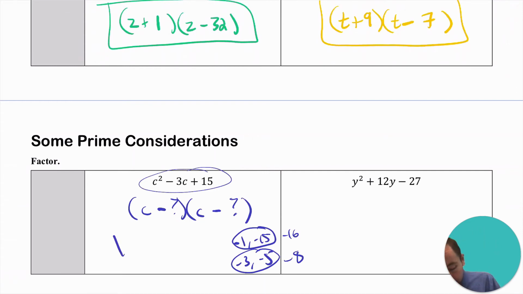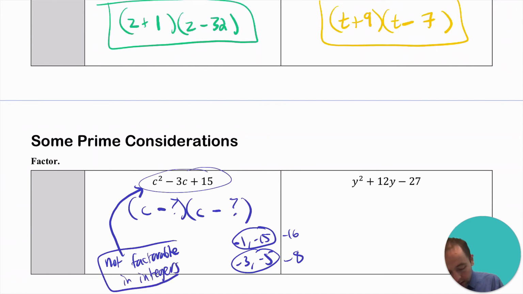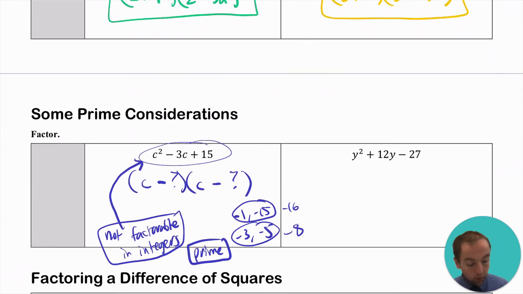So what we're going to say for now is that that expression is actually not factorable in the integers, or just using integers. So what we can usually say about that then is, if it's not factorable in the integers, we could also just say that the expression is prime. So we'll see the same thing actually with the example right next door right here, and that it will be prime.